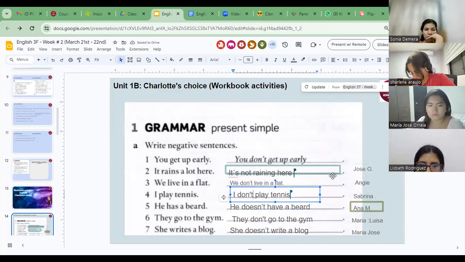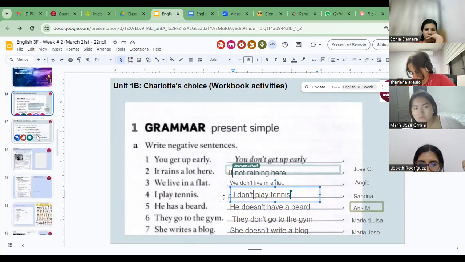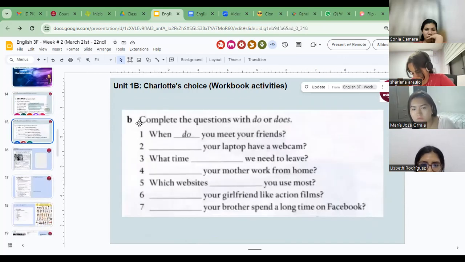Angie, we don't live in a flat. Jose, is it right or not? He has a bear. He doesn't have a bear. Anita, good. They go to the gym. They don't go to the gym. Maria Luisa, good. She writes a blog. She doesn't write a blog. Okay, that's just the first one. Now, let's keep moving. Now, complete the question with do or does. Okay.